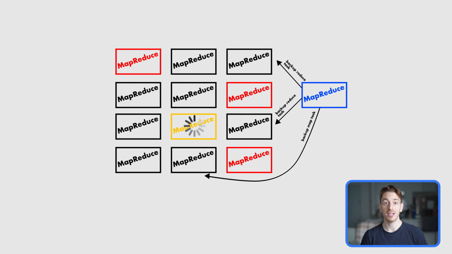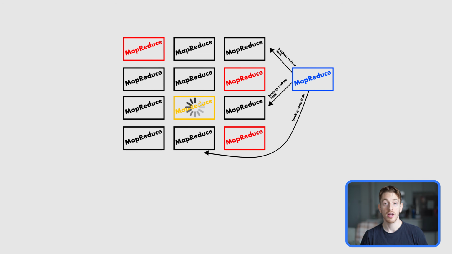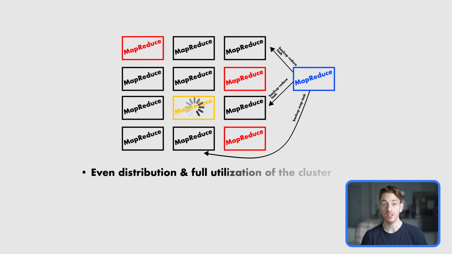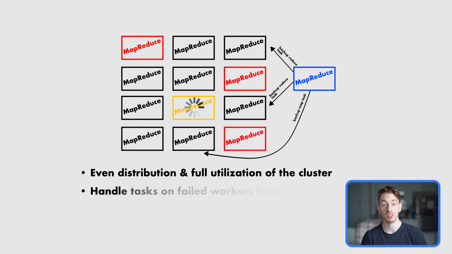To optimally execute a MapReduce computation, the M and R tasks should be much larger than the number of machines in the cluster. This will improve dynamic load balancing so that the workload is evenly distributed and the worker machine's resources are fully utilized. This will also help with handling worker failures, since in that case the map tasks will be distributed across all the other worker machines.